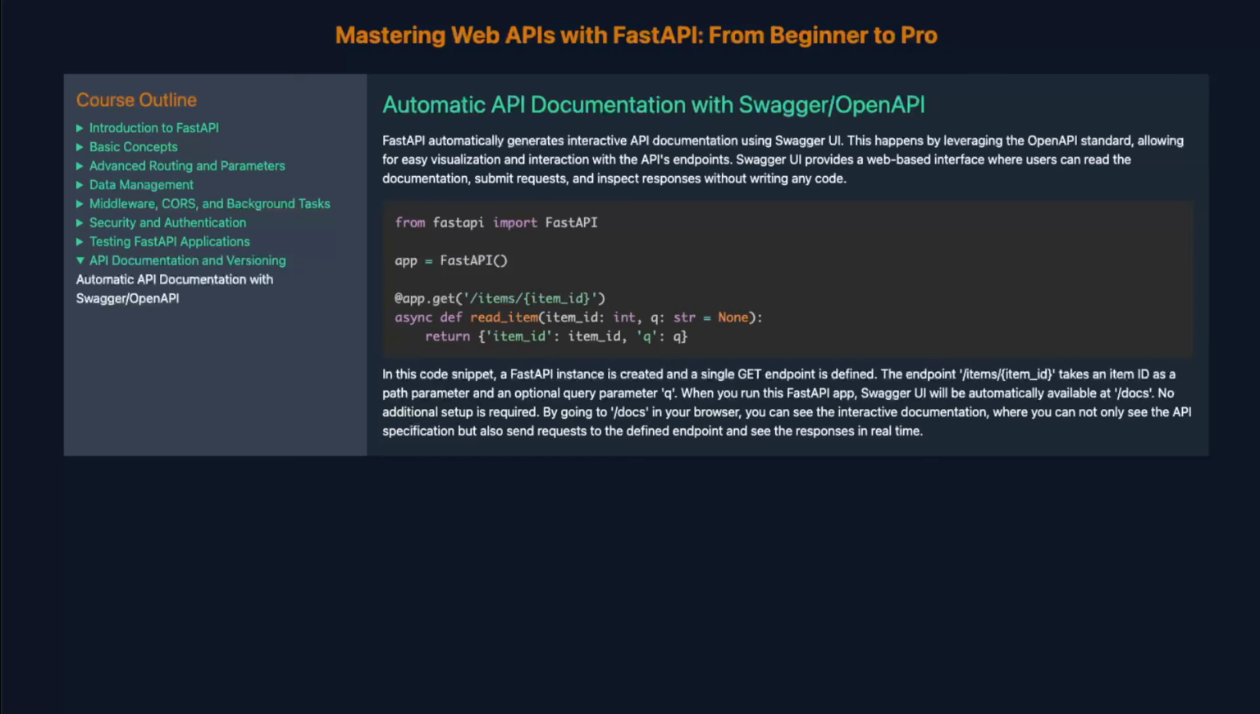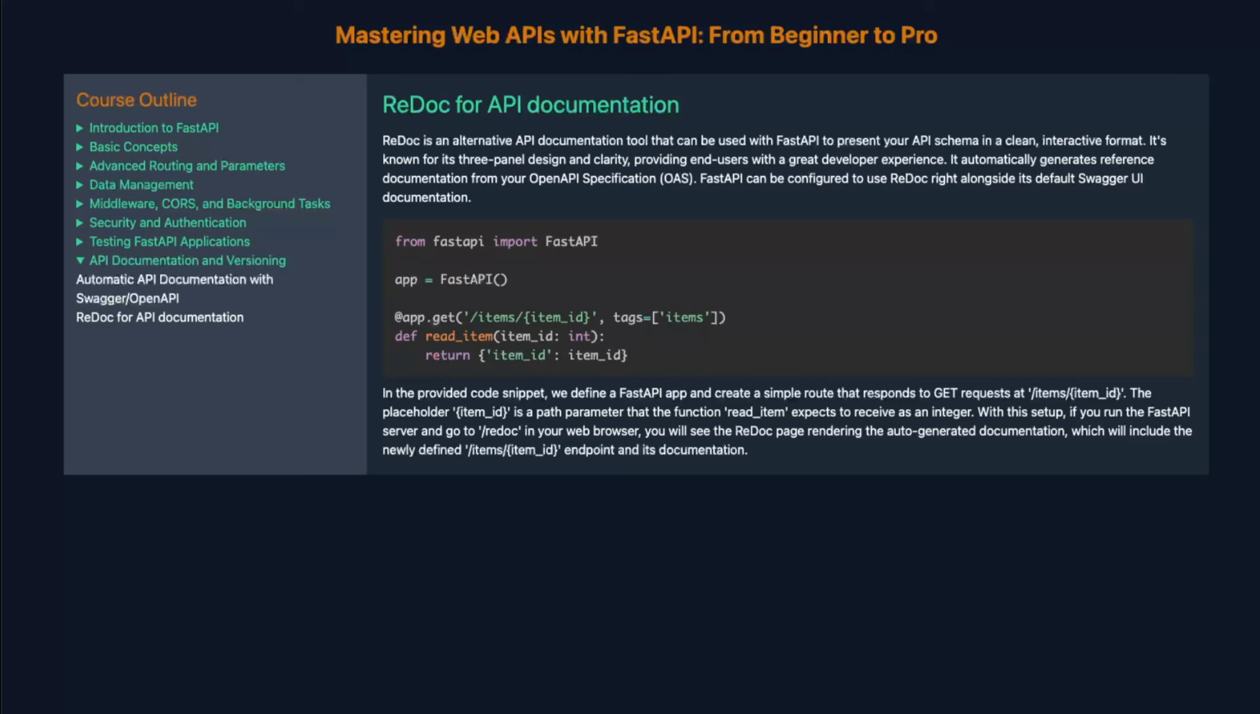Redoc for API documentation. Redoc is an alternative API documentation tool that can be used with FastAPI to present your API schema in a clean, interactive format. It's known for its three-panel design and clarity, providing end users with a great developer experience. It automatically generates reference documentation from your OpenAPI specification, OAS. FastAPI can be configured to use Redoc right alongside its default Swagger UI documentation.